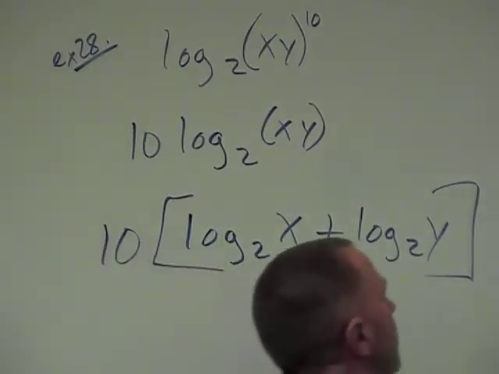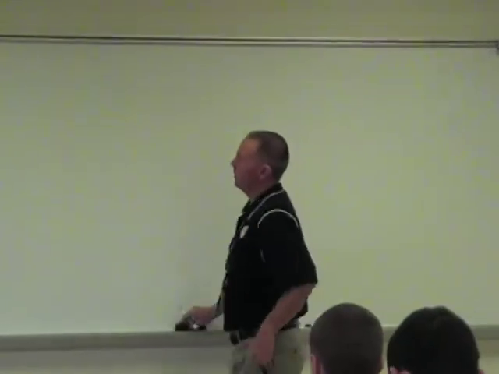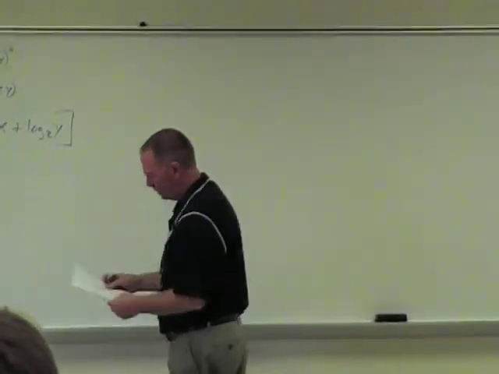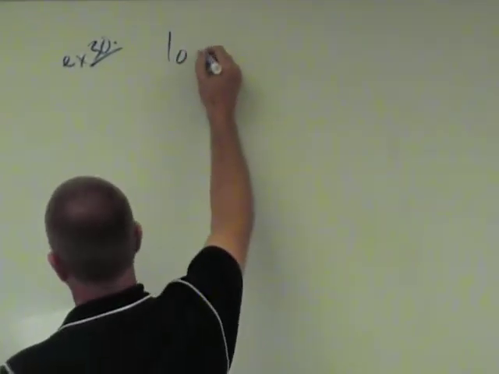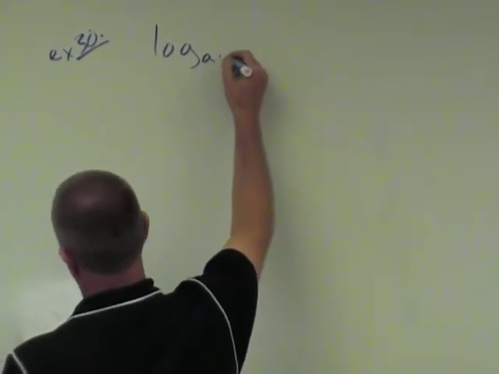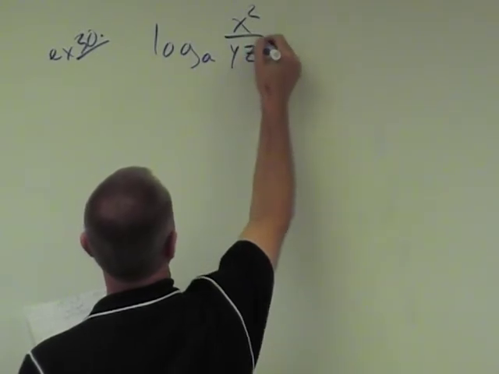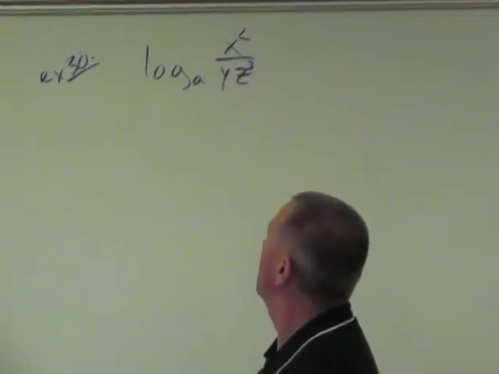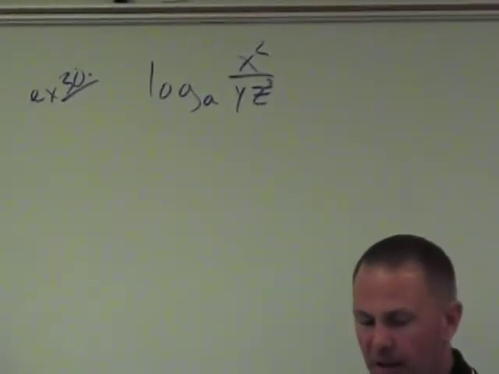Alright. Let me just give you another one, and we'll see who's going to get the right answer. How many we got? We should be getting a few more of you catching on. Let's do 30. And then we got to talk about change of base. X squared over y times z cubed. Expand that, please, on base A.